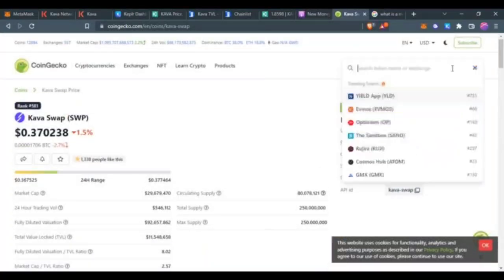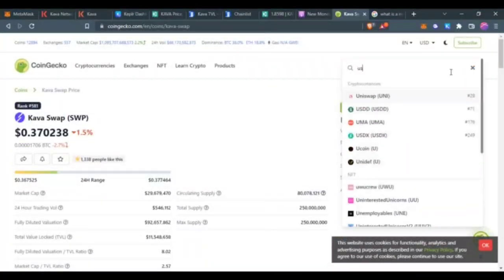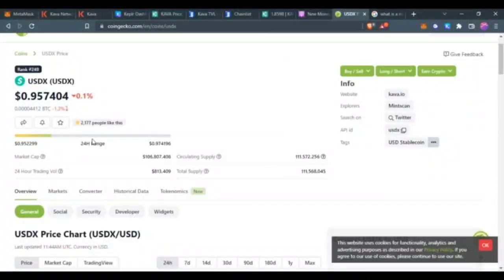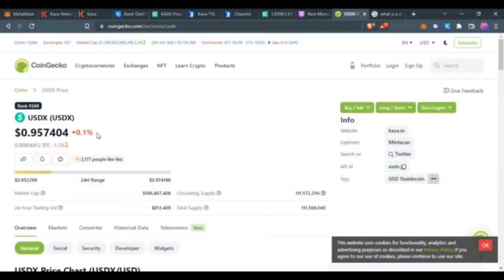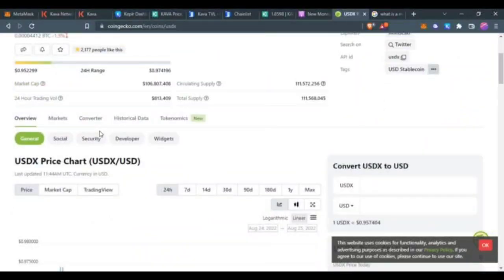And we also have USDX, which as of right now, I believe has lost its peg and is trading at 95 cents. Now this is something that individuals may want to pay attention to as we are just coming out of the whole fiasco with the Terra Luna ecosystem and their stablecoin losing its peg.